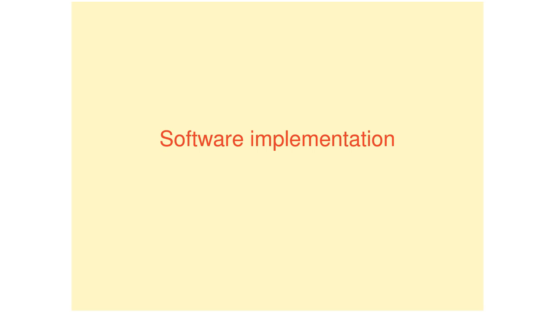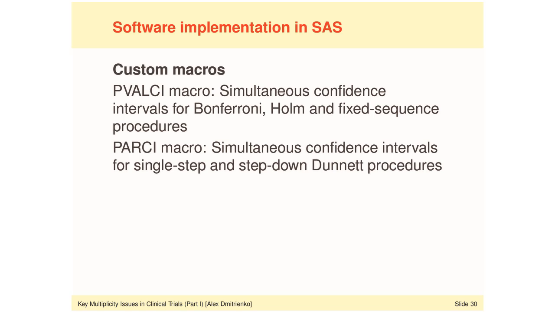Software implementation. The rest of this module covers software implementation issues. There are no standard solutions in SAS for computing simultaneous confidence intervals, and so I will present two custom macros, the pval CI macro and the par CI macro, developed by my colleagues and myself. The first macro supports the computation of simultaneous confidence intervals for certain p-value based procedures. Specifically, it supports the Bonferroni, Holm, and fixed sequence procedures. And the second macro, the par CI macro, supports simultaneous confidence intervals for the single step and step down Dunnett procedures.